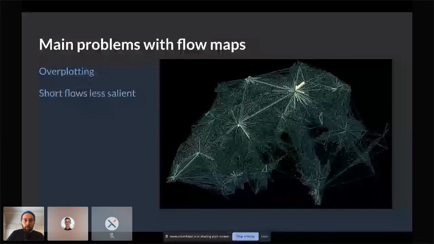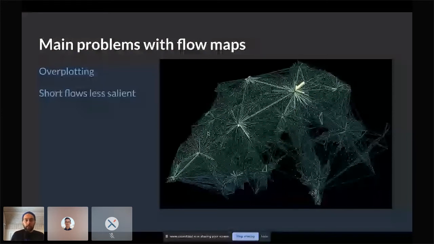But still, we have a lot of overplotting. With the sorting and the color fading, it's kind of okay to read. But many lines are crossing. And still the smaller flows are less salient. Like here we have quite a big flow, which is very short and very difficult to see. So this problem is not solved here yet.